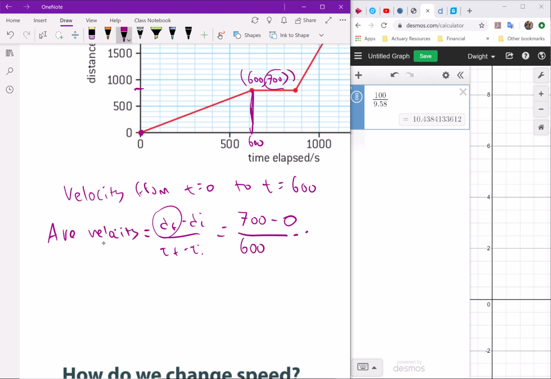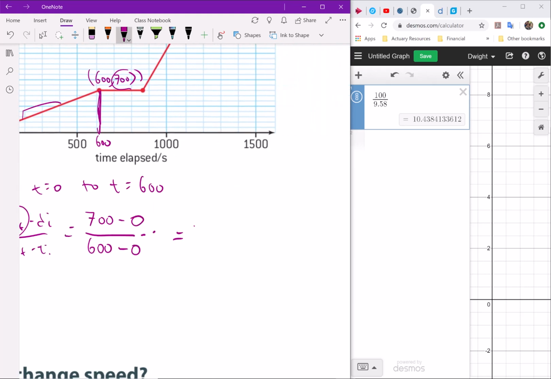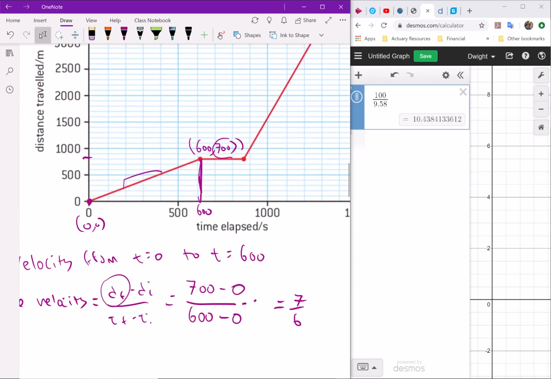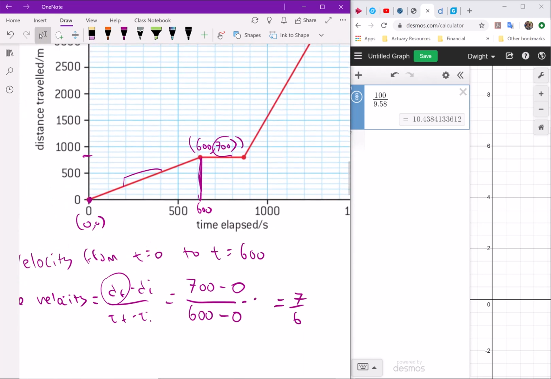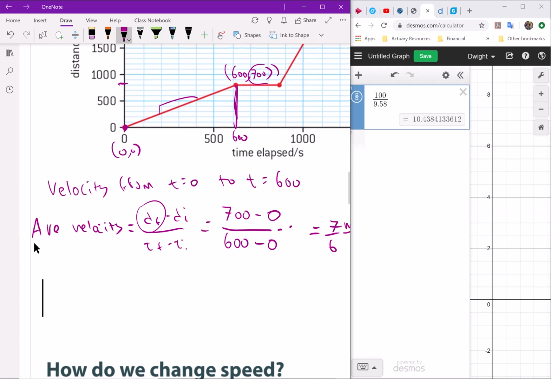It took him 600 seconds to get there, and the initial time was 0 because he started at 0, 0, right? We're basically just finding the slope, the rise over run of this line, and if you do this, you get 600 over 7, 7.6. Make sure you put the units, right? This was measured in meters, and this one was measured in seconds. So it's 7.6 meters per second, or 1 point something meters per second.